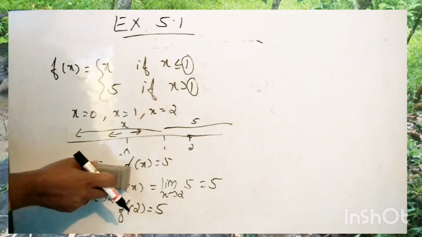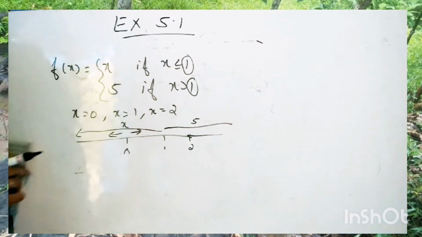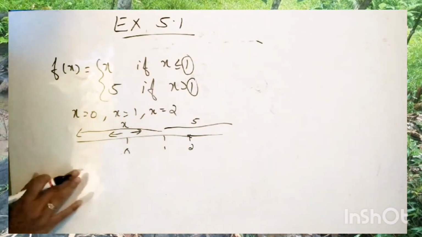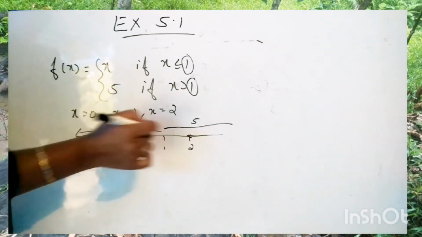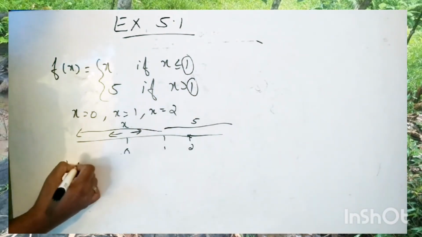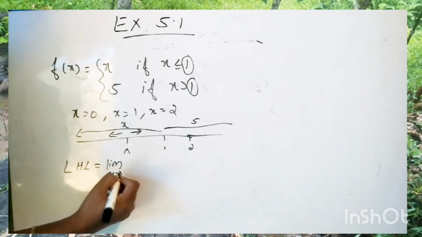Now we will check the continuity at x is equal to 1. That 1 is our breaking point. To the left of this 1 and to the right of this 1, we have different values for our function. Since we have different values, we need to find left hand limit and right hand limit. We can't find the limit directly.